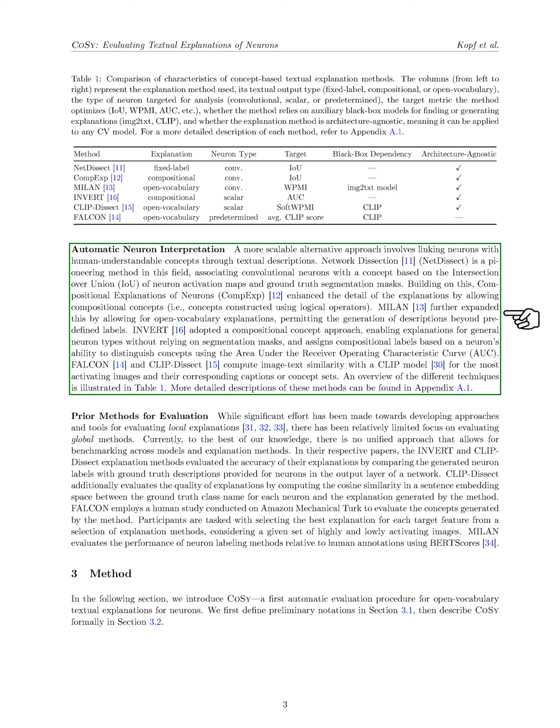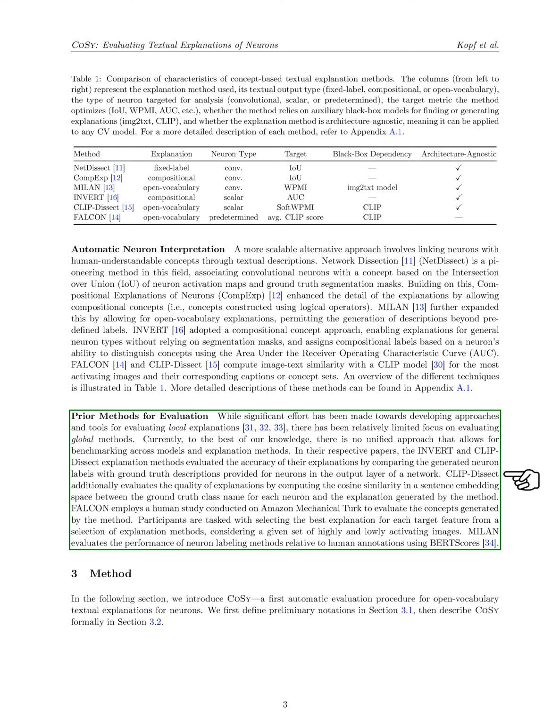Section: Prior methods for evaluation. In this section, we have seen that previous methods have mainly focused on evaluating local explanations rather than global methods. There is currently no unified approach for benchmarking across different models and explanation methods. Some existing methods evaluate the accuracy of explanations by comparing generated neuron labels with ground truth descriptions.